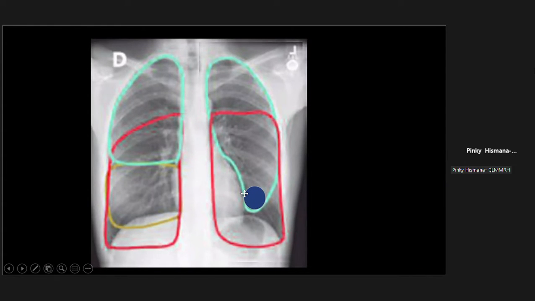So basically, other than lobar, let's say we have a mass lesion here. Then you want to know the specific site because you want to see if, on chest x-ray alone, the mass lesion is accessible for a biopsy. Okay.